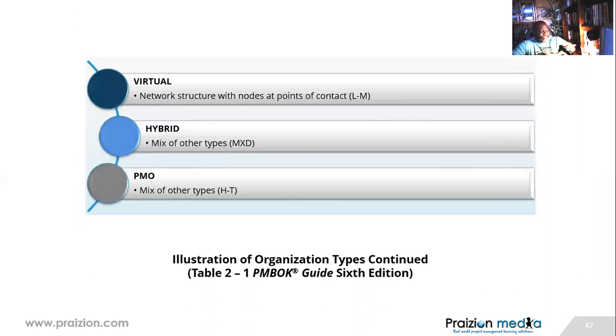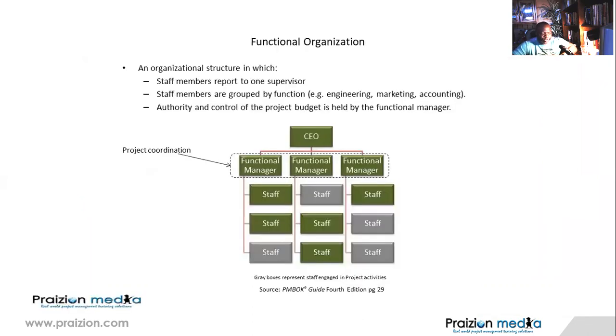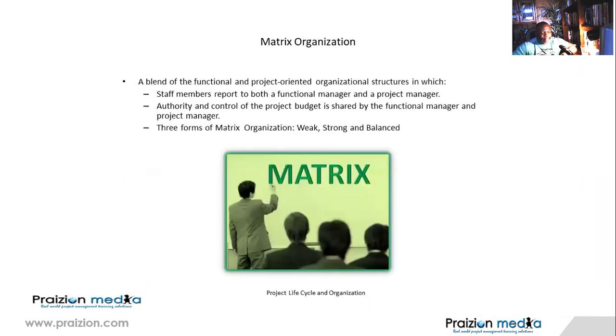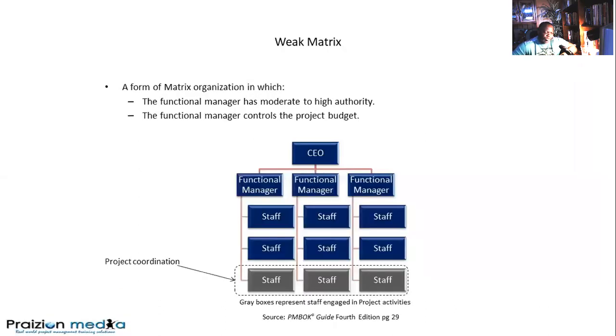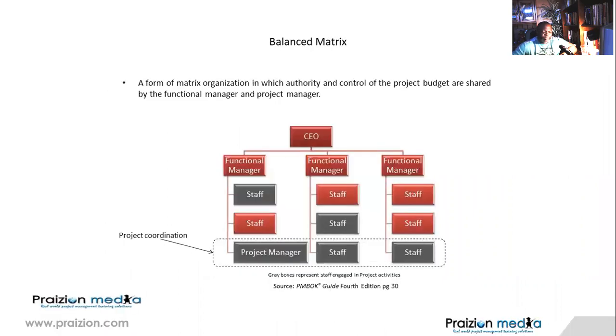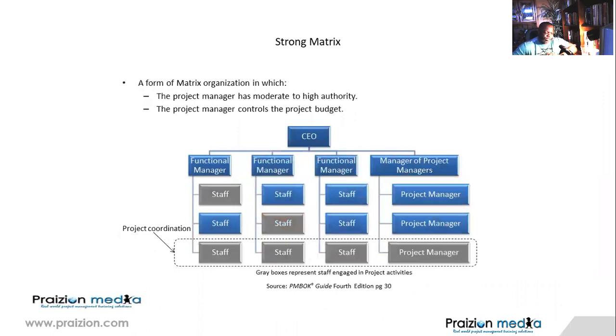Now, if you put all of this stuff together into a pretty picture, we could see that this is a picture for the functional organization. And you can see each person reports to one boss. And then we have matrix organizations, which are a blend of project-oriented, if you wanted to call them that, and functional. And the first matrix type is a weak matrix. And here the project manager's authority is weak, right? Then we have a balanced matrix where there's a balance of power to some degree between the project manager and the functional manager. Then we have the strong matrix in which the project manager has moderate to high authority.